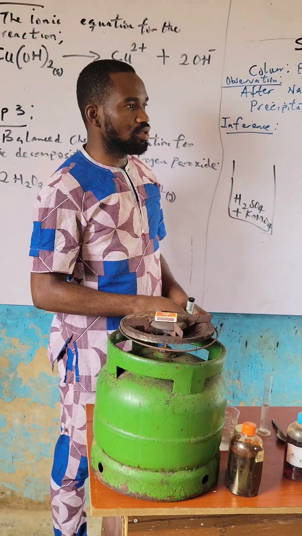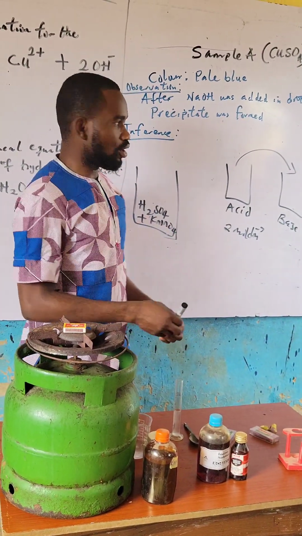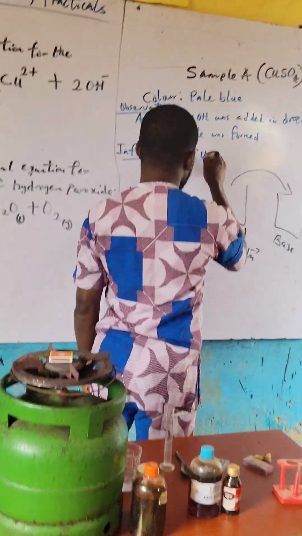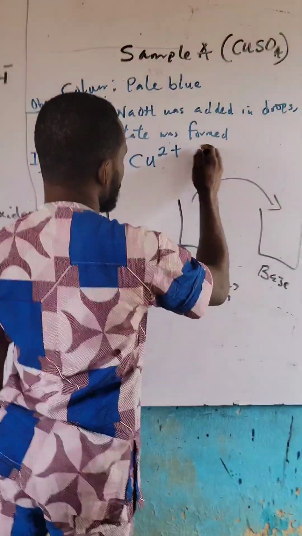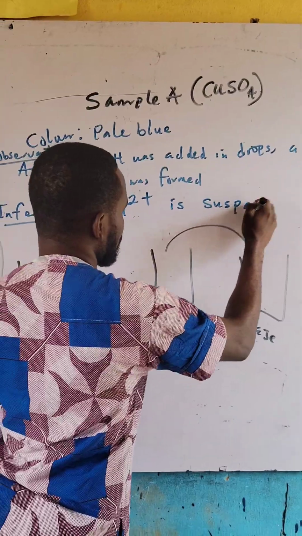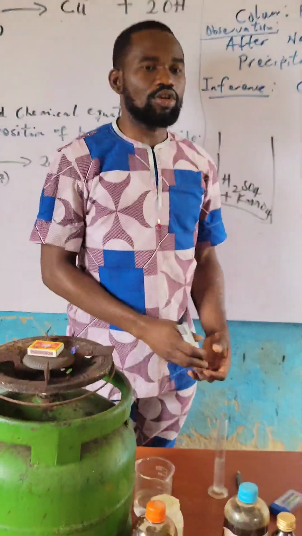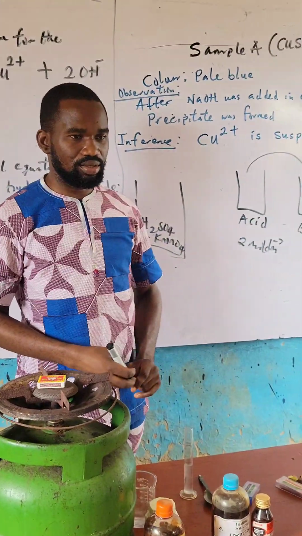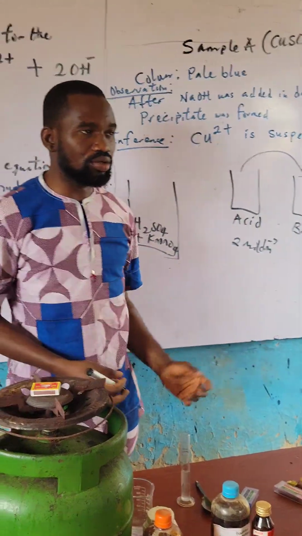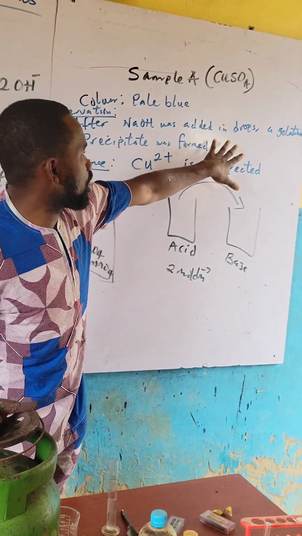Insoluble. The solution was insoluble. So copper 2 plus is suspected. Why? Because it is only copper 2 plus that, if you add NaOH to a solution, is going to produce a gelatinous precipitate.